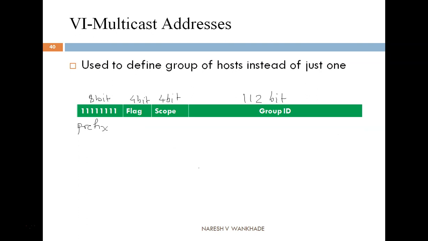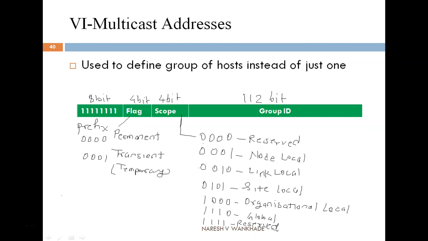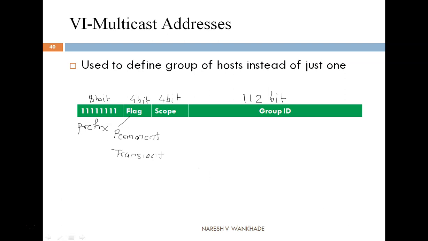It has two important things. The first one is permanent and the second one is transient. Permanent uses the bit pattern 0000, and transient uses the bit pattern 0001. Transient is basically temporary. That is about the second field.